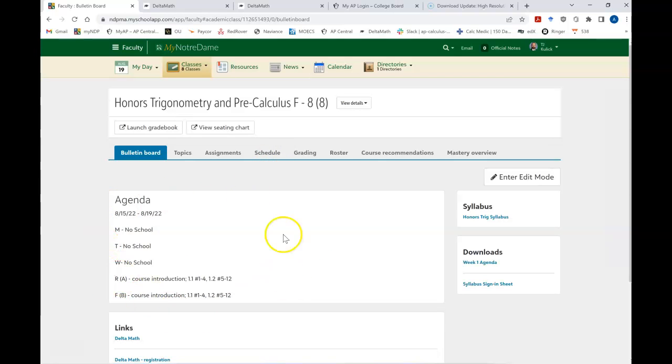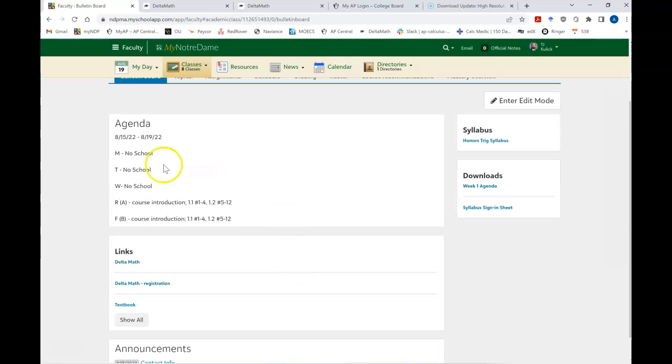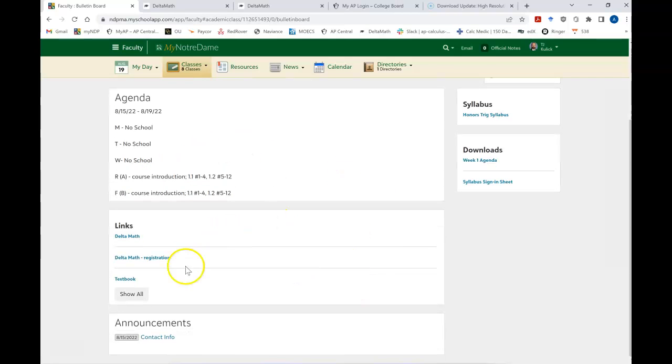On that page, you're going to see an agenda for the week. That agenda is always my best guess. I already know today that what I have up here is wrong. We won't get that far. That's okay. We'll get there eventually. But that's always just my best guess for the week.